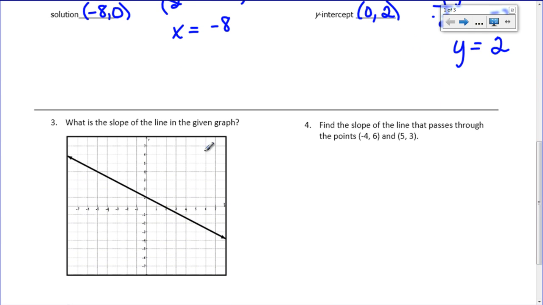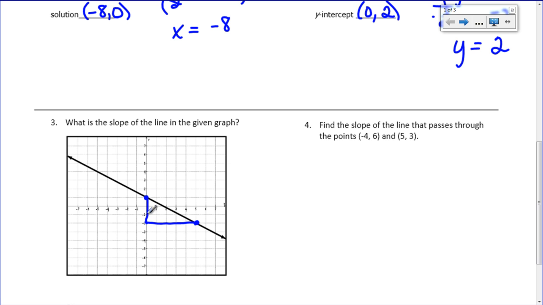So number 3, we just have to find the slope of this line. Well, remember, if you have a graph and you want to find the slope, step number 1, find 2 pretty points. Well, here's a pretty point, and here's a pretty point. And then I'm going to connect those 2 pretty points with a right angle so that I make this lovely little right triangle. Then I'm going to count my rise over my run.